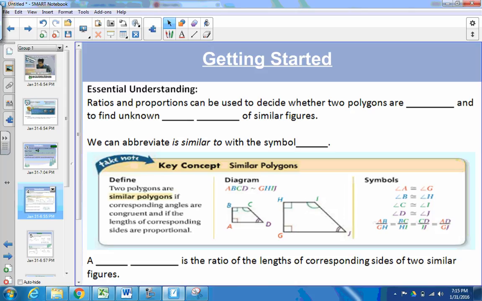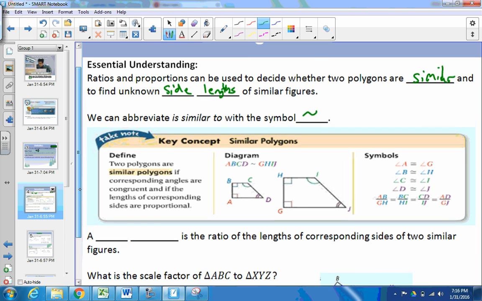Something that's important to understand here, the essential understanding for this lesson, is that ratios and proportions can be used to decide whether two polygons are similar and to find unknown side lengths of similar figures. All right, we can abbreviate "is similar to" with a specific symbol, a little squiggly. It looks like the negation symbol when we're talking about conditional statements, and they are pretty much the same thing, but that's similar.